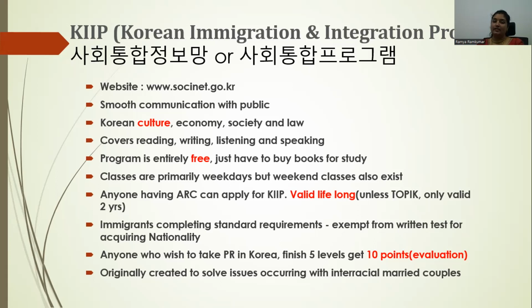Initially, they created this KIIP program because there were several interracial marriages happening in Korea. You can see that Koreans are interested in marrying people from other countries. For example, Korean men marry Chinese women or Thai, Vietnamese, or Filipino women. Because of the differences in culture and language, their children started getting affected. So in order to solve these problems between the families, the immigration office created this program. But now any foreigner studying, visiting, or staying in Korea can learn the Korean language through this program.